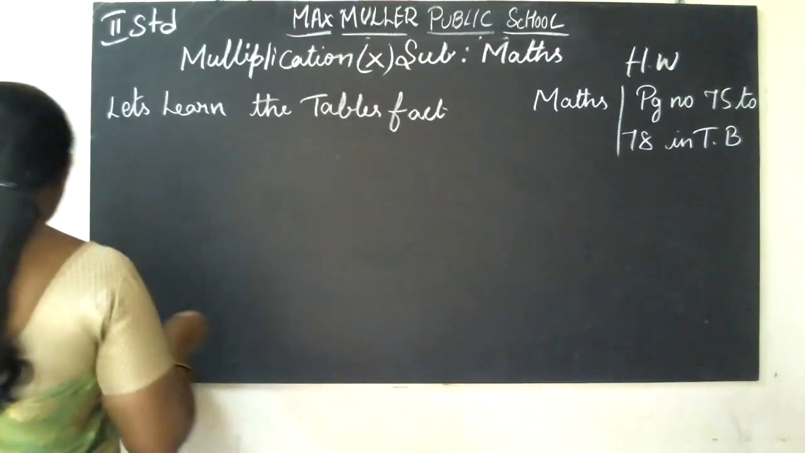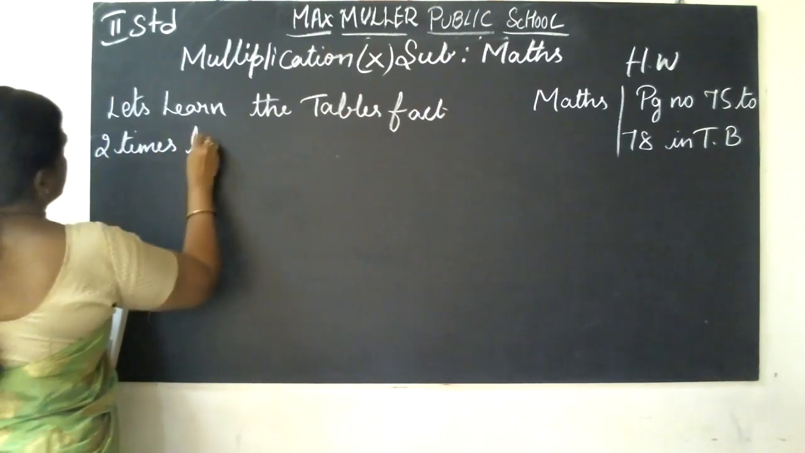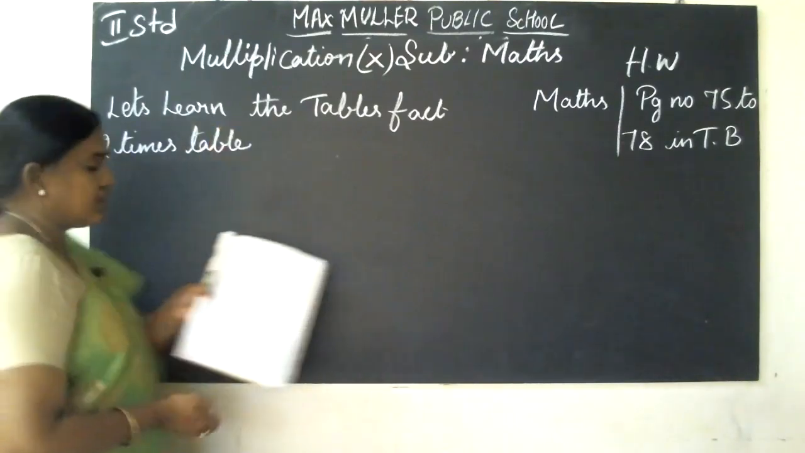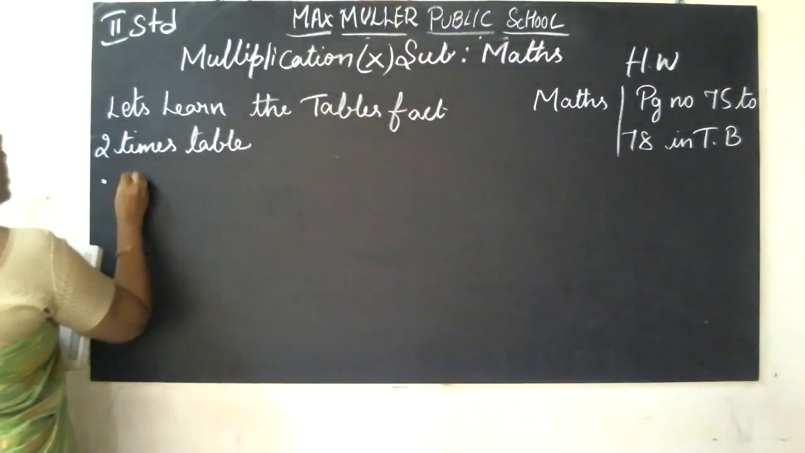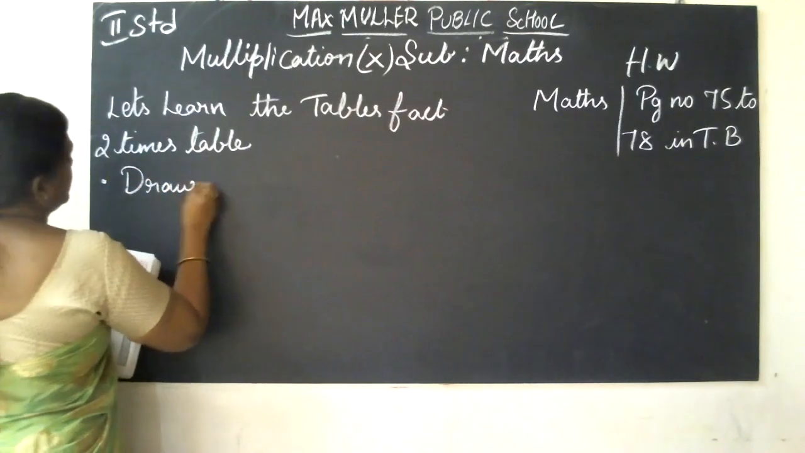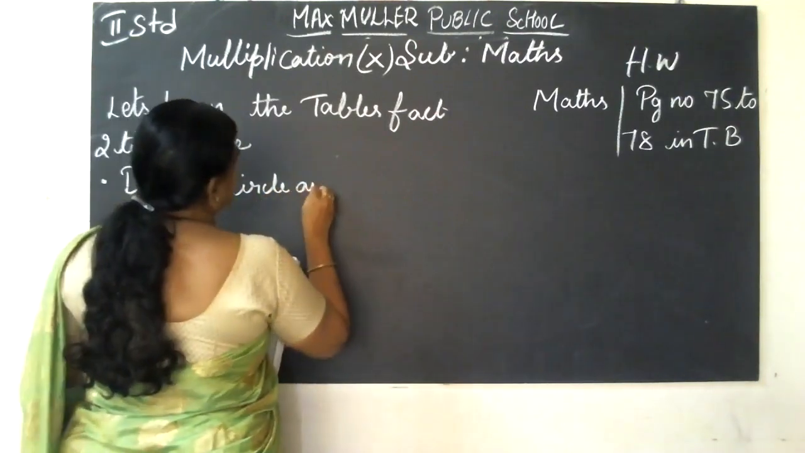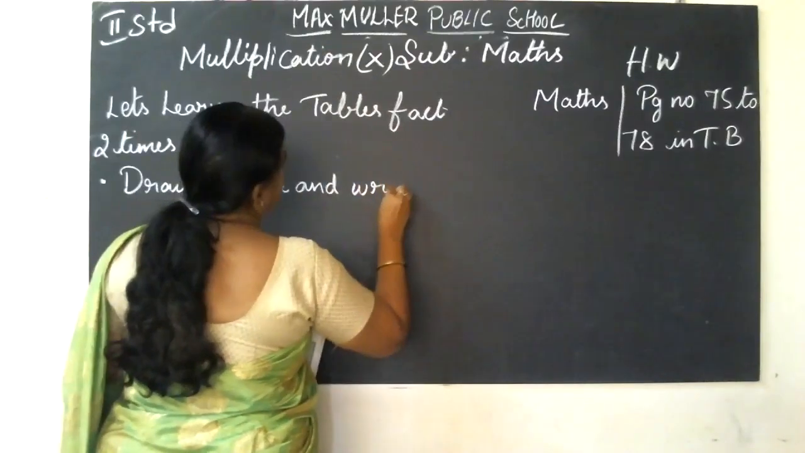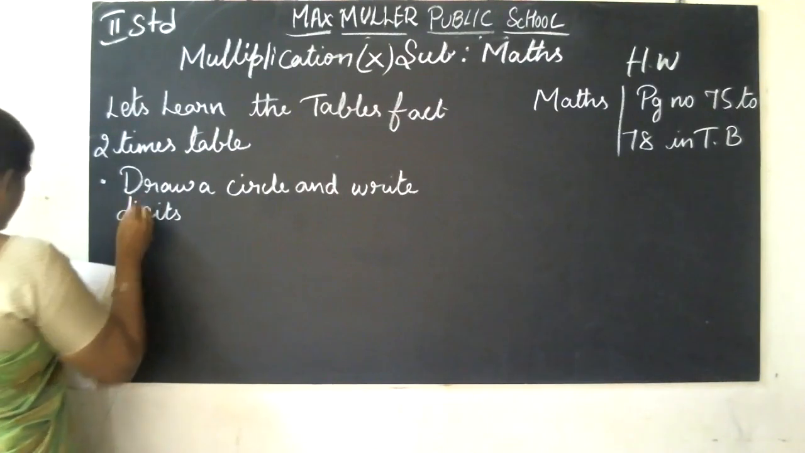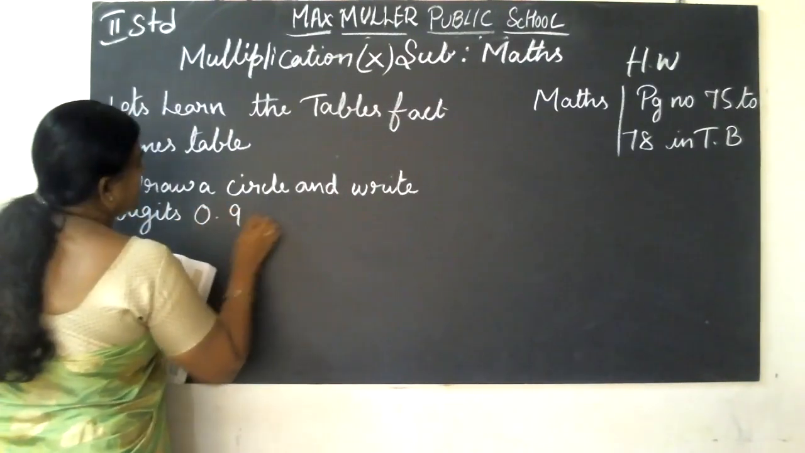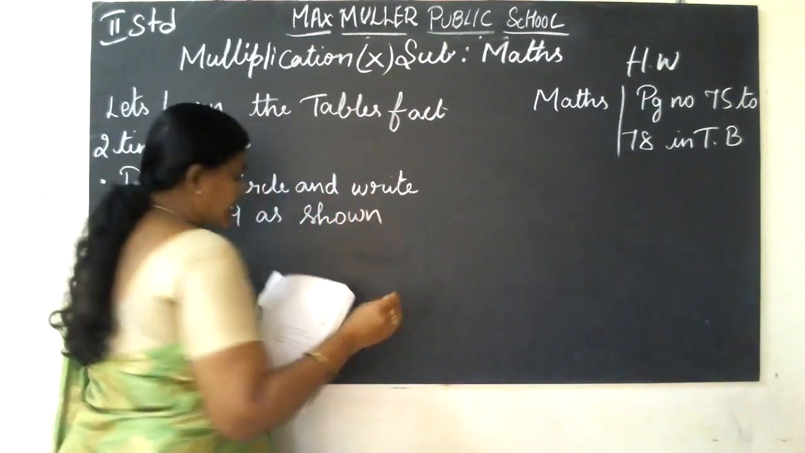Now, first one, see that 2 times table. The 2 times table means the 2 table. You don't write anything, children. Already it is there. You want to listen properly. Listen first. First point is draw a circle and write digits 0 to 9 as shown. See, already one circle is given in the textbook now, children.